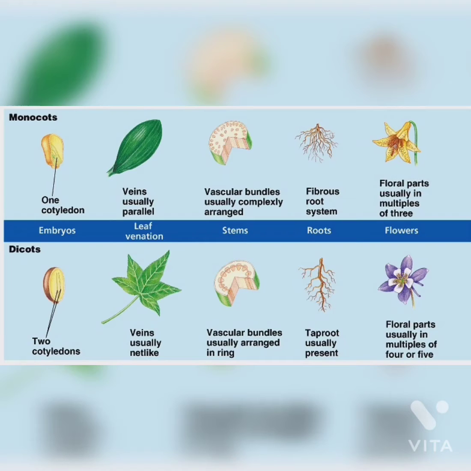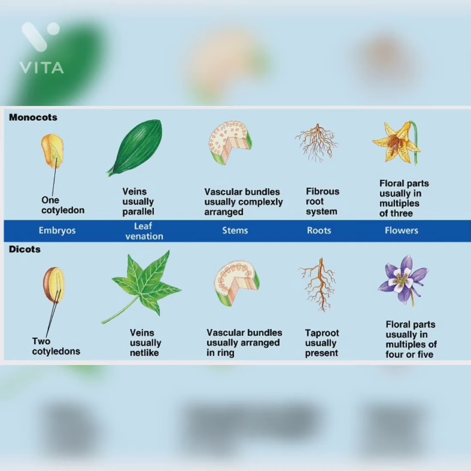Next is on the basis of a root system. In the monocots the roots are fibrous roots, and in the dicots they are tap roots. Okay. Now in the case of monocots, most of the floral parts, that is petals, sepals, or the internal organs, that is stamen or pistil, the reproductive organs, are in multiples of 3. Means they are 3, 6, 9, 12 or 15, multiples of 3.